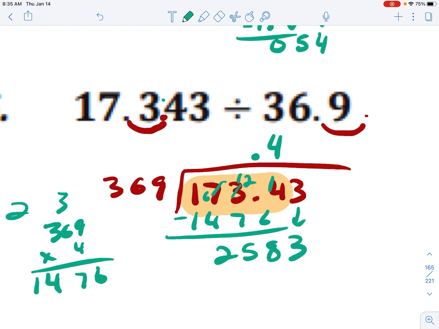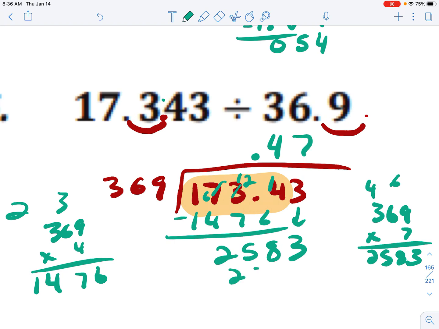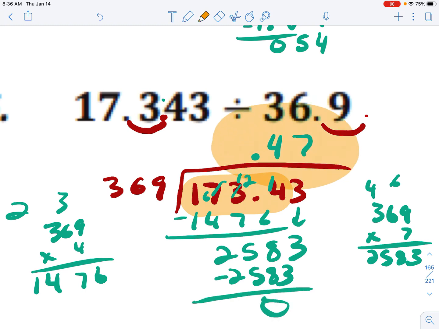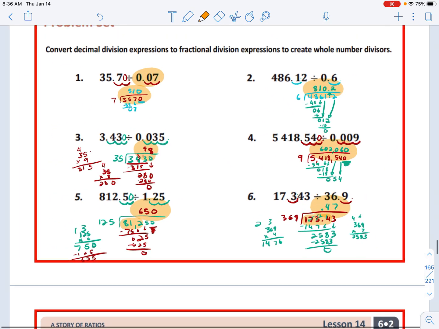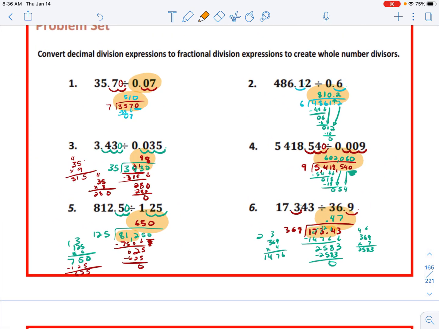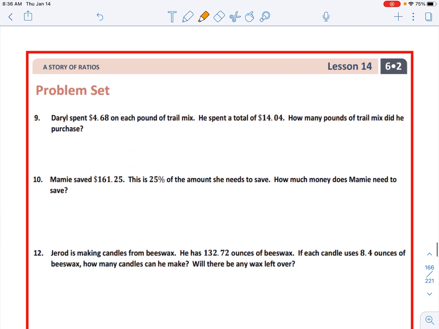369 is going to go into 2,583 7 times. Okay, 63, 46, 48, 21, 25. It goes into it evenly with no remainder. So my answer comes out to 47/100. Okay, guys, make sure you corrected any mistakes on your problem set.